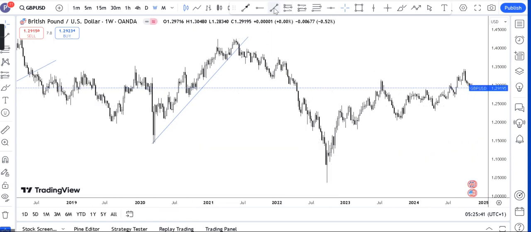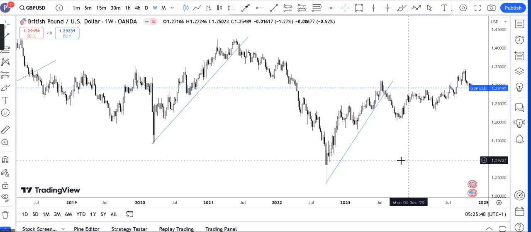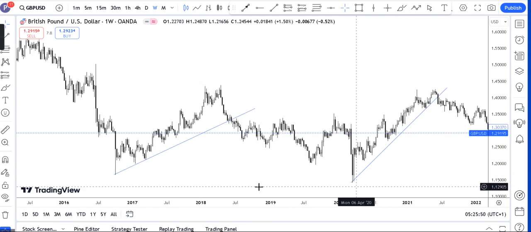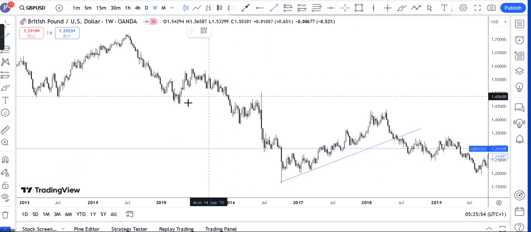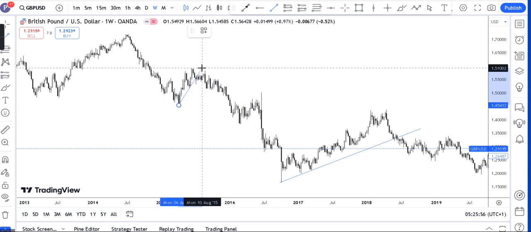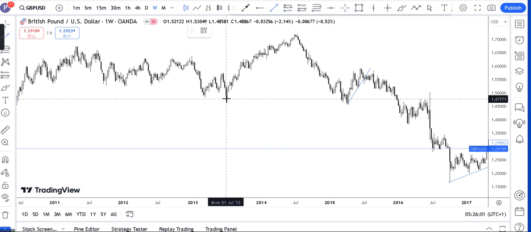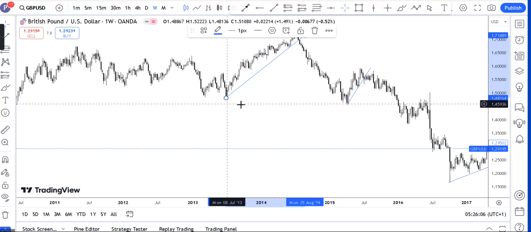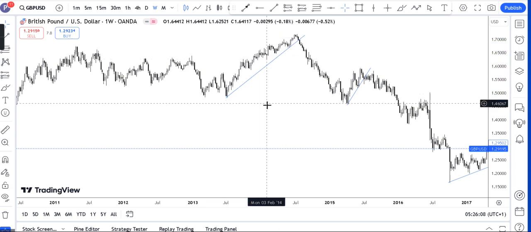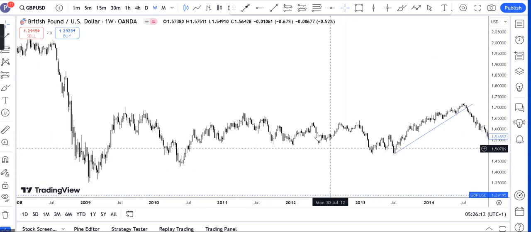We also have connecting from this low to this particular point. So I've given a lot of examples on how to connect your trend line. You can also go this way, connecting a trend line from this particular point to this point. Also, you can get one from this particular low to this lower high. So all of this is how to connect your trend line.